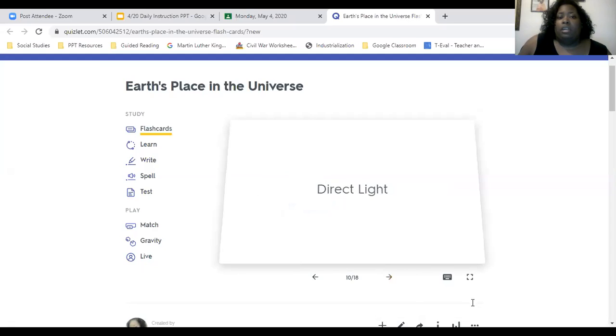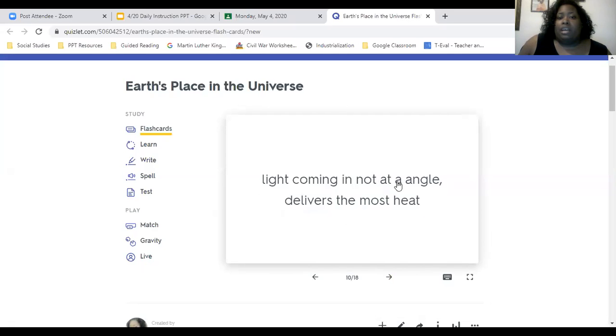Direct light. Light coming in, not at an angle, and it delivers the most heat. So when the sun is shining down on something, and not at an angle, but like down on it, then it's direct sunlight.